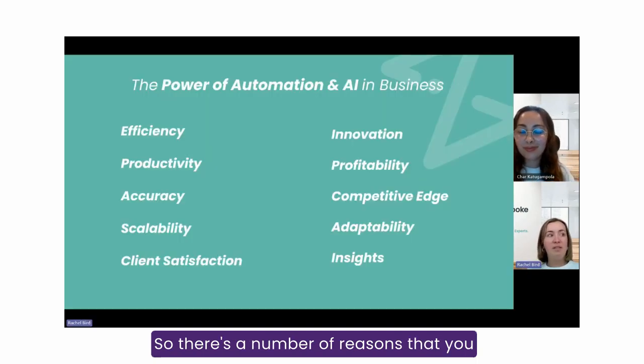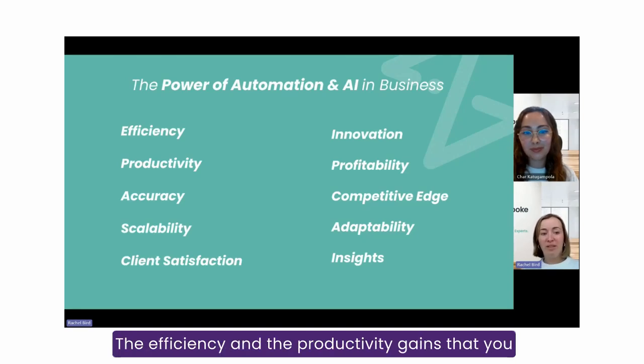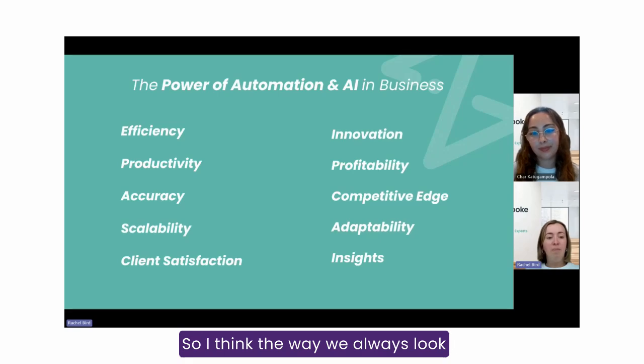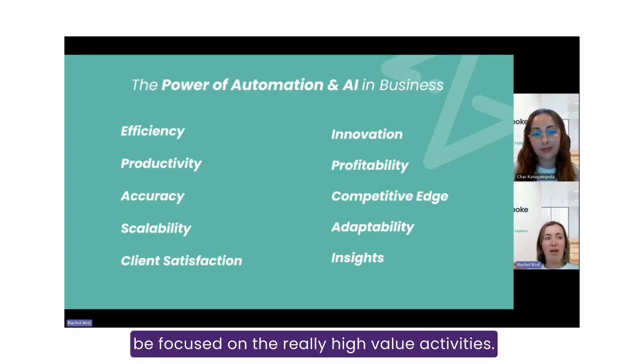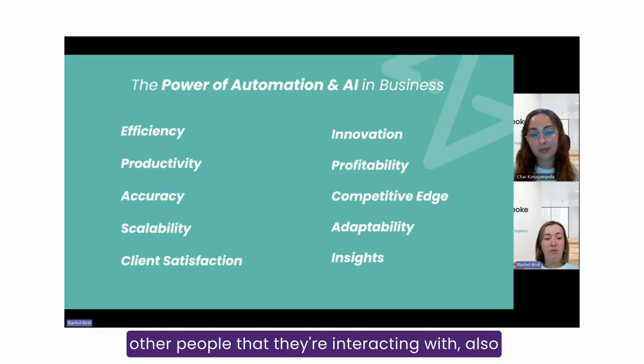So there's a number of reasons that you would want to use automation and AI within your business. Some of them, quite obvious, the efficiency and the productivity gains that you can make. They're really, really quick wins. So I think the way we always look at it is you want your staff to be focused on the really high value activities. So the relationship building with clients and vendors and other people that they're interacting with.